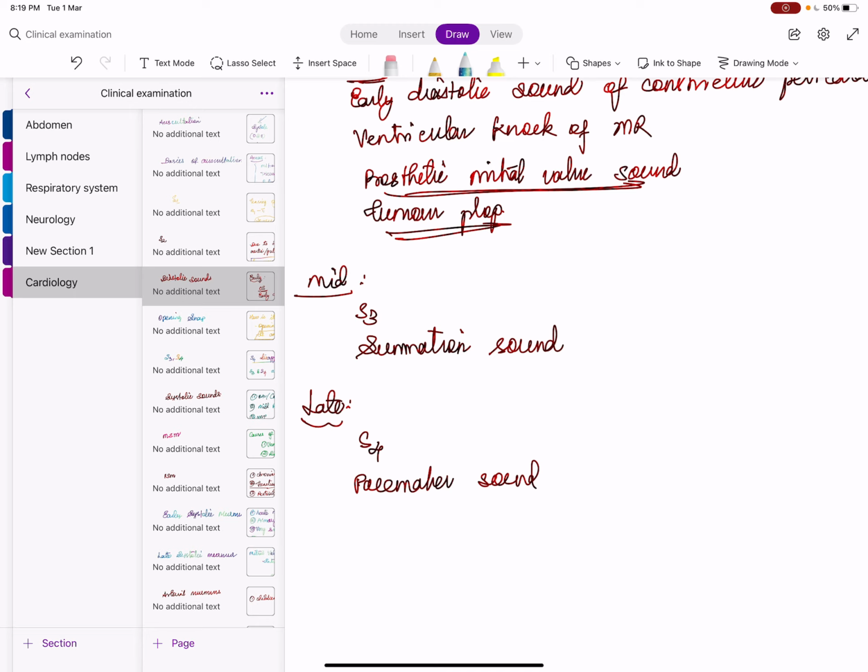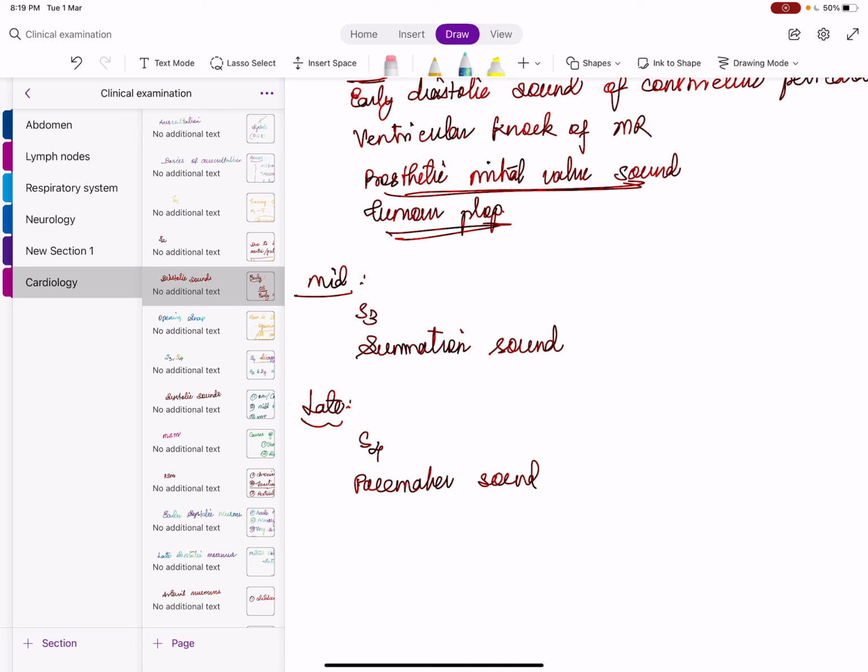I told you one mechanism, right? The P2 closure gets delayed and A2 closure occurs earlier. That mechanism is called the pulmonary hangout interval. Just remember that term; I won't tell the details, just read it yourself. So we have discussed two splits, wide varying split and fixed wide split. Then there is single S2, which I'll tell you about later also.